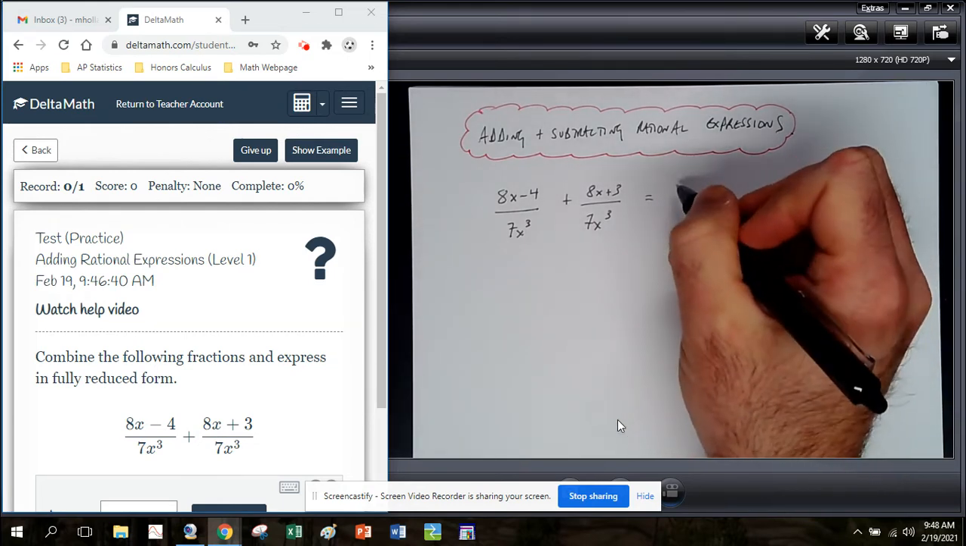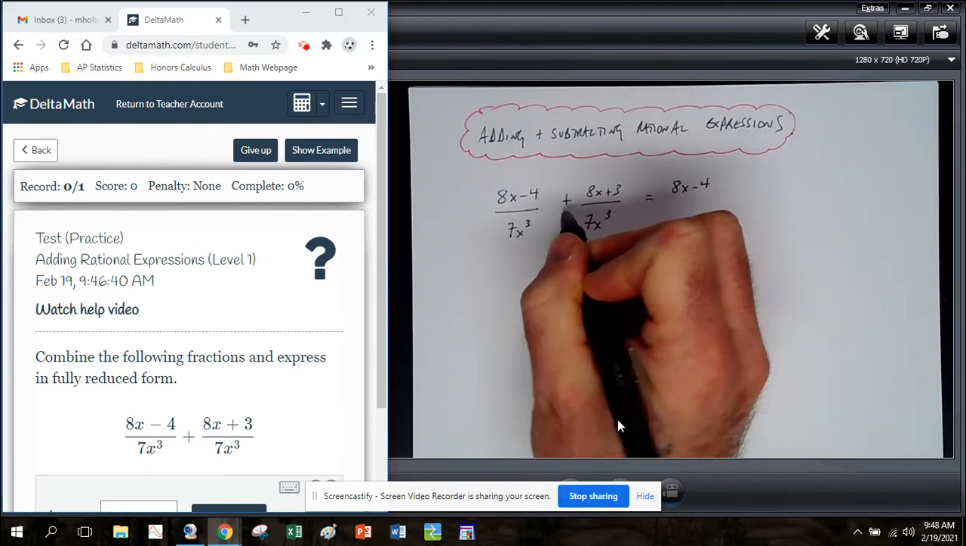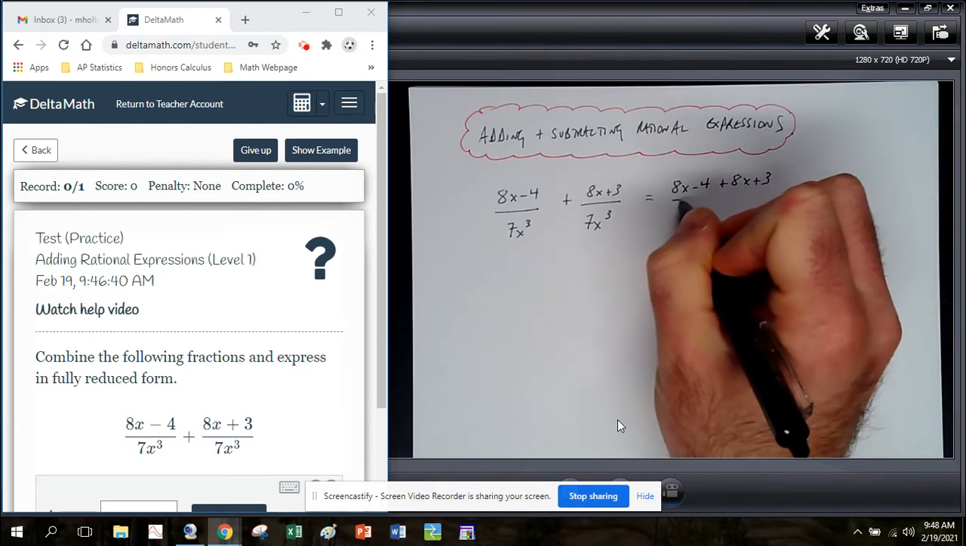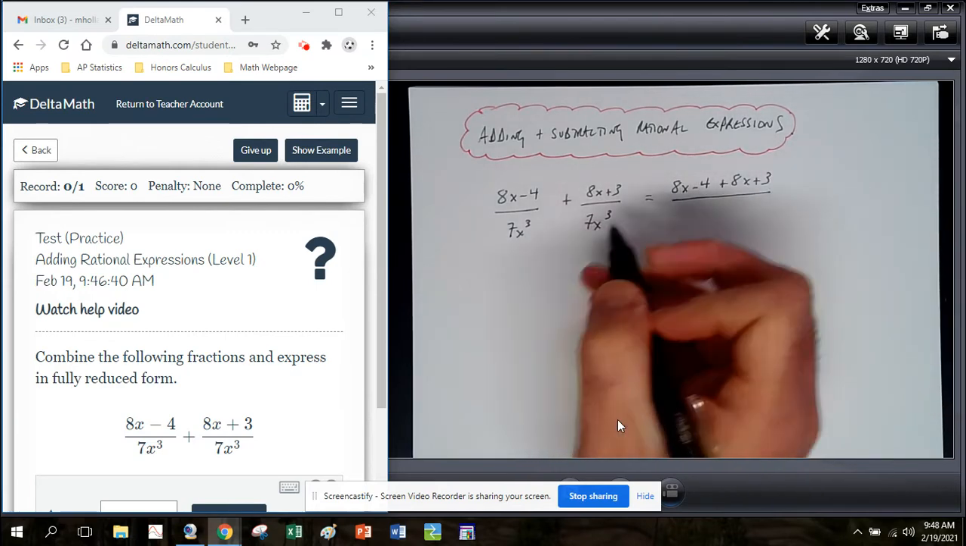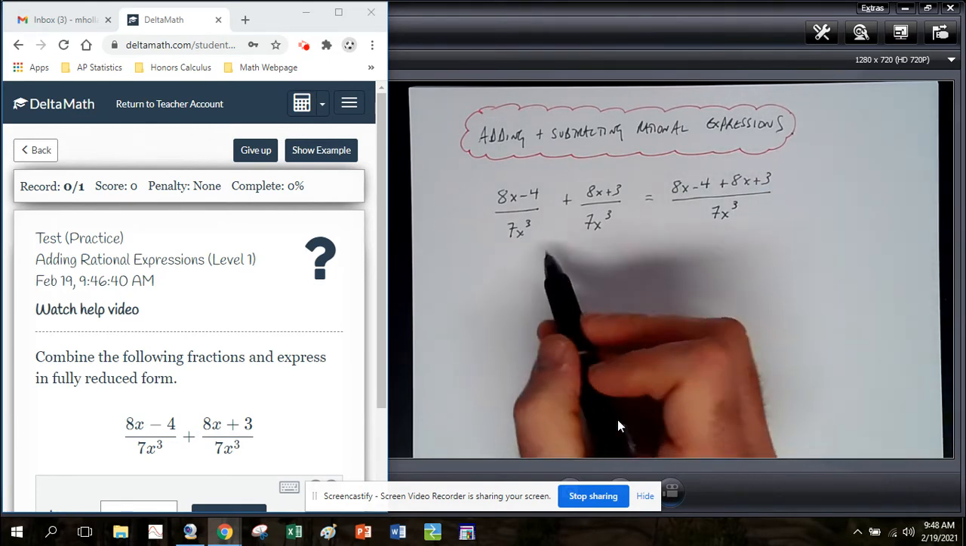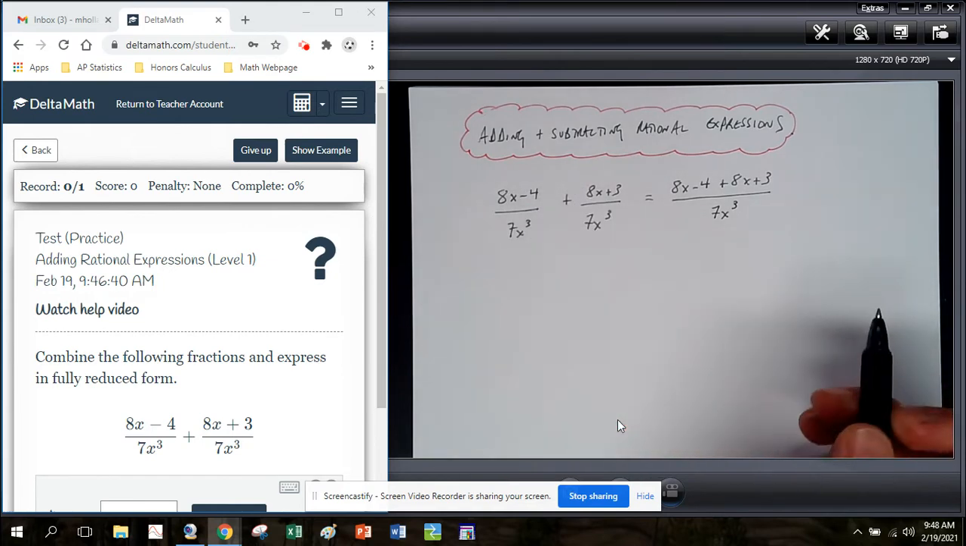So the way it would look is like this. You'll have that first 8x minus 4, and then you would add the 8x plus 3. And because they have the same common denominator, you would write it as 7x cubed. Remember, you don't add the denominators. You only add the numerators.